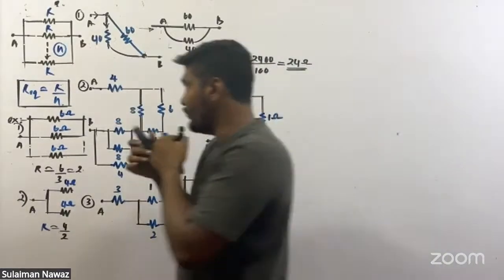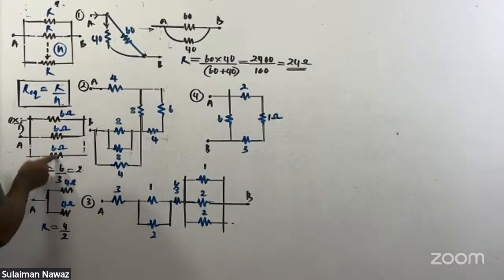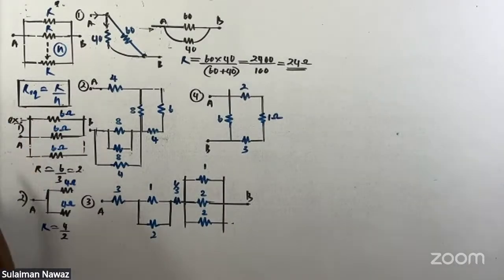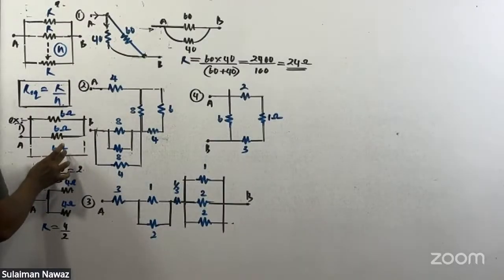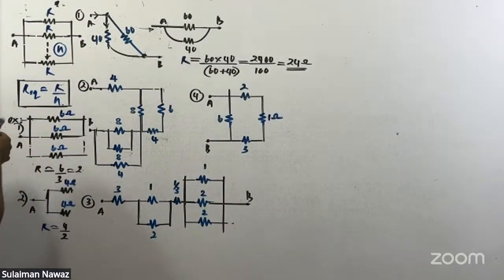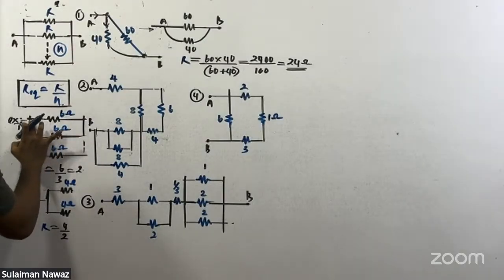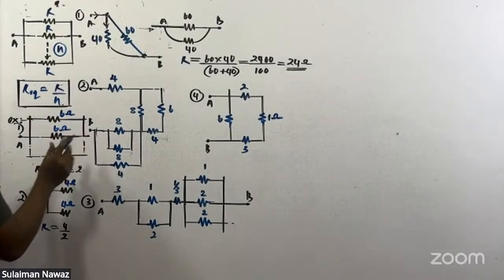Remember, see here. If these three are parallel, they should be connected to the same 2 points. For example, see the 6 ohm. The 6 ohm is connected to terminal A and terminal B, right?